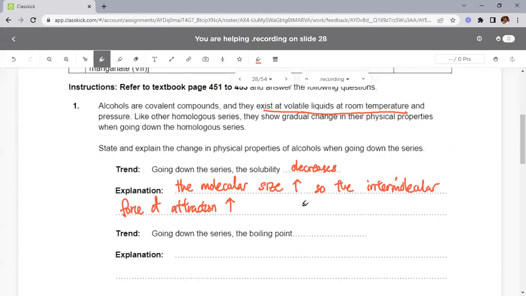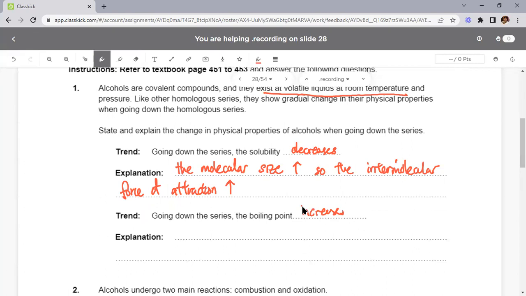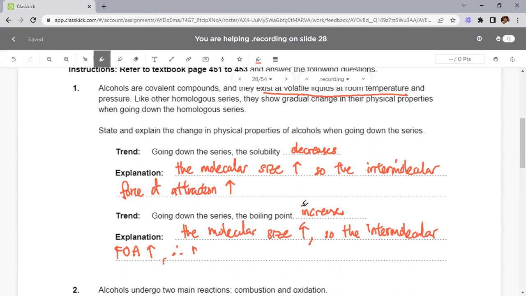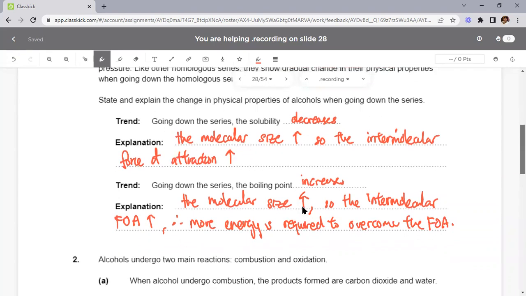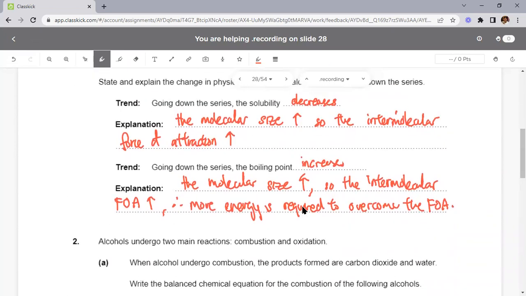Next, the trend going down the series: the boiling point actually increases. The reasoning is the same as what you see in alkanes and alkenes. As you go down the series, I will always write this as the first sentence: the molecular size increases, so the intermolecular force of attraction increases. Therefore, more energy is required to overcome the force of attraction. So this is what we have over here to explain the physical properties. Just take note of that.